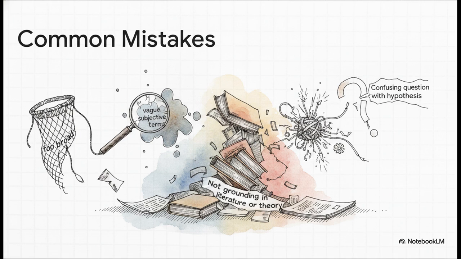Second, using subjective terms. Claiming good teachers produce good students fails immediately because words like good lack operational definitions. How do you objectively measure good? Other massive pitfalls include ignoring the existing literature, cramming way too many variables into one confusing sentence, or simply writing a research question that ends in a question mark instead of making a predictive statement.